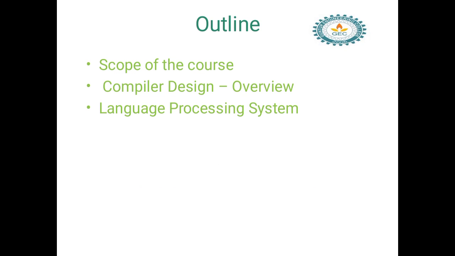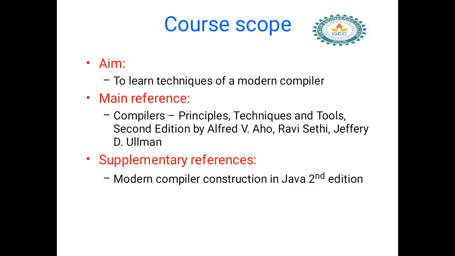So the outline means the scope of the course, compiler design overview, and language processing system. These are the main objectives of today's class. Course scope: the aim is to learn the techniques of a modern compiler. The main aim of this compiler design course is to learn the techniques of modern compilers. Many compilers are available, and we will discuss the modern compiler.